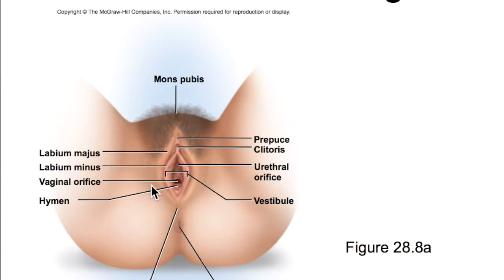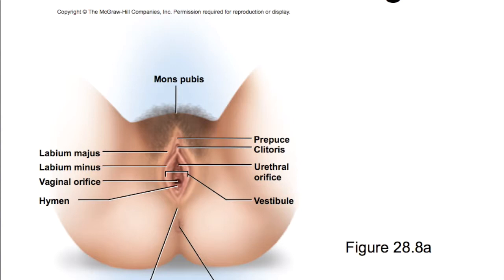Additionally, in between here, you have what's called the vestibular bulbs, and they're deep to the labia majora. Okay, so the larger one, they're inside there. They are erectile tissue. Their purpose is to cause the vagina to actually tighten around the penis in order to enhance sexual stimulation.